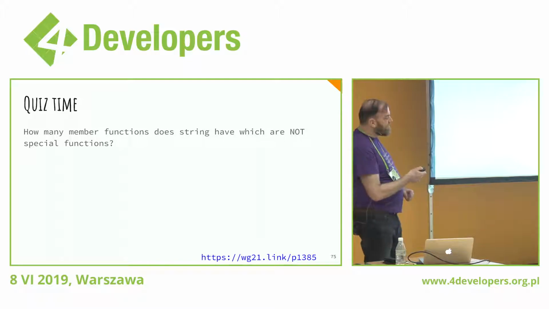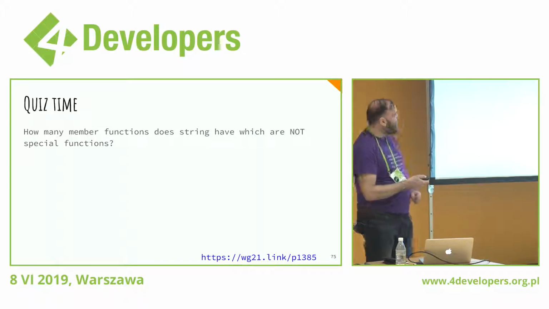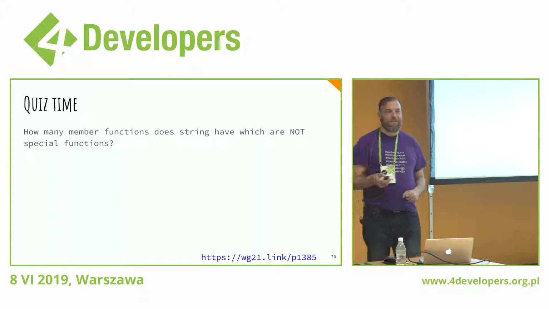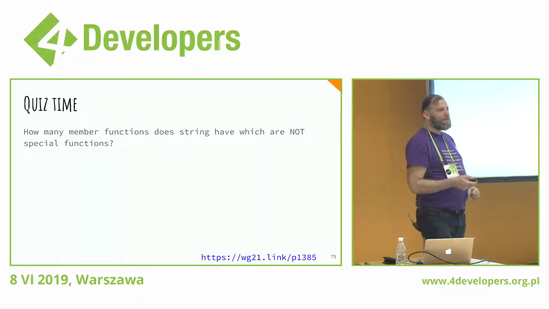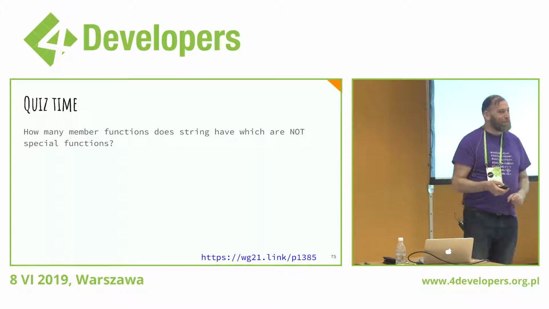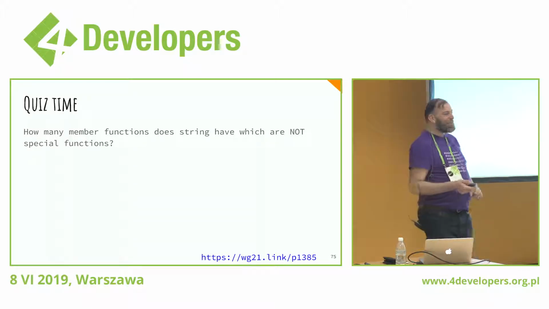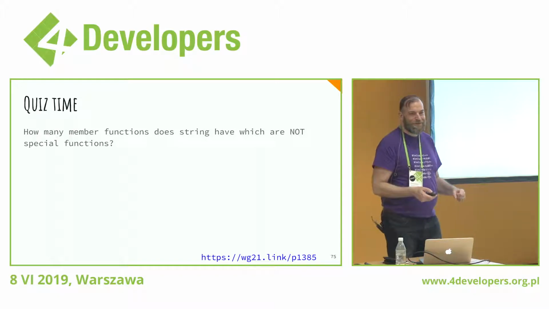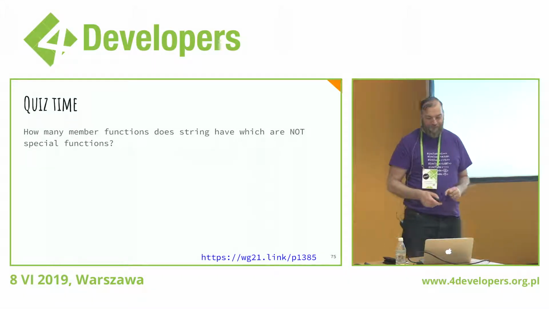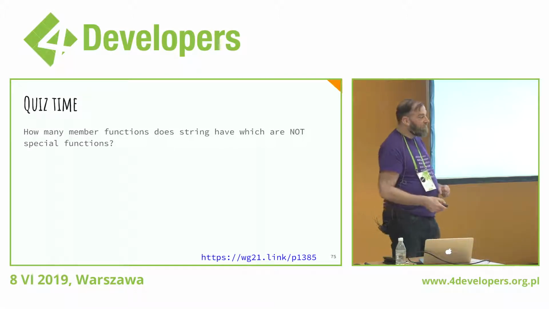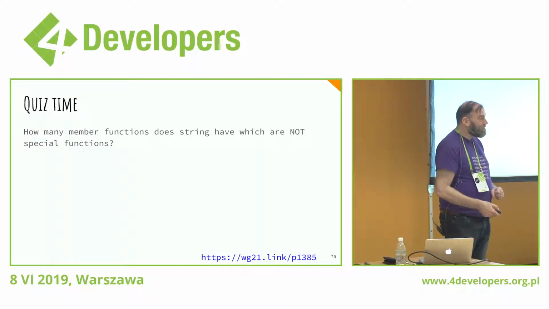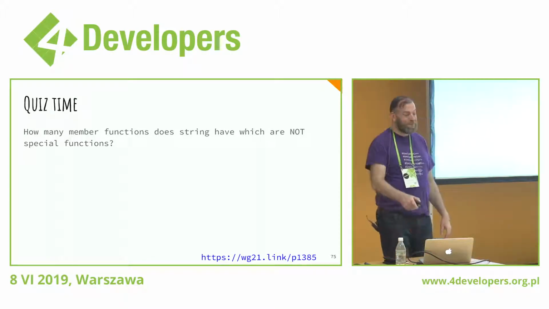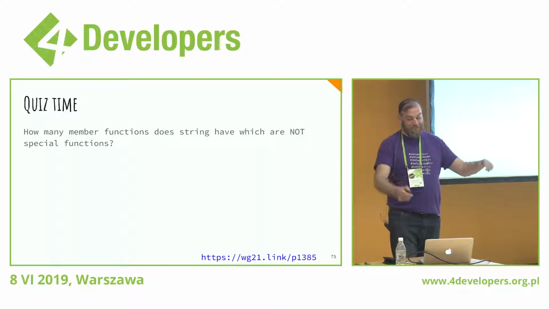Okay, how many member functions does string have, which are not the special functions? Any guesses? Okay, hands up for more than 10. Hands up for more than 20. Hands up for more than 30. Hands up for more than 40. The correct answer is 45. The string class has 45 member functions. It's massive. I counted them for this. I couldn't believe it. Anyway.